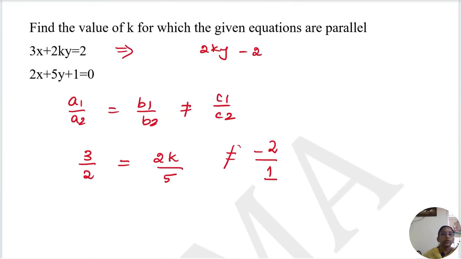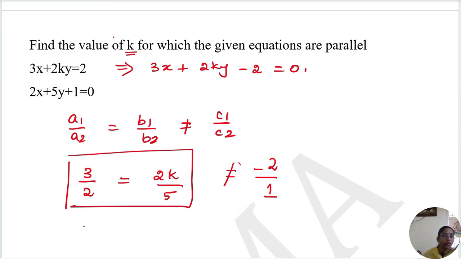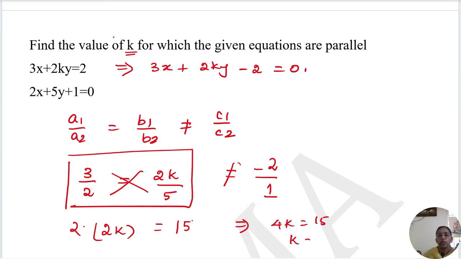So this is the case. Now you have to check your data. We are going to find our value of k only. So you can consider this portion. So do your cross multiplication in this case. So 2k times 2 is equal to 5 times 3 is 15, and 4k. So 4k is 15 and the k value is 15 over 4.